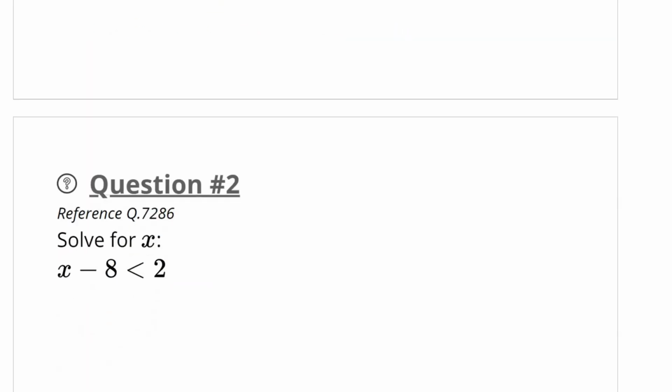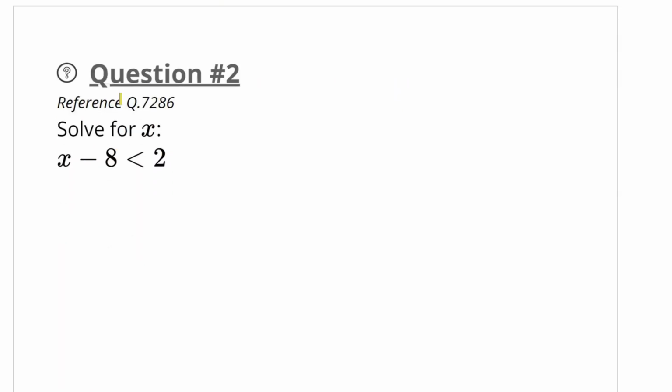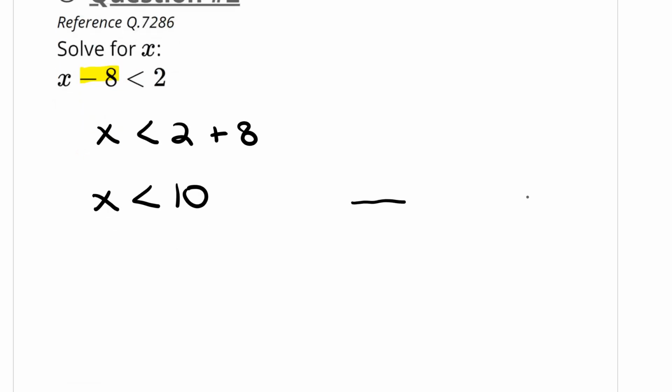Okay, let's go on to the next one here. I see a negative 8. So if I bring that to the other side, it would be x is less than 2 plus 8. And x is less than 10. All right, so what does that look like on a number line? Just put 10 in on your number line, open circle, and if you're less than 10, you're thinking about numbers to the left of 10.